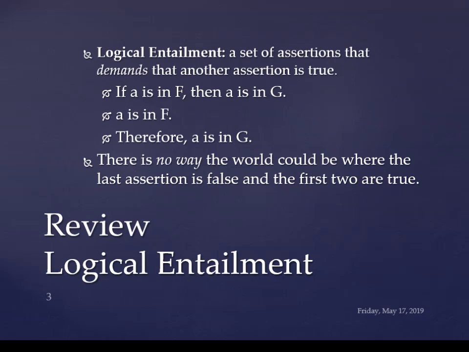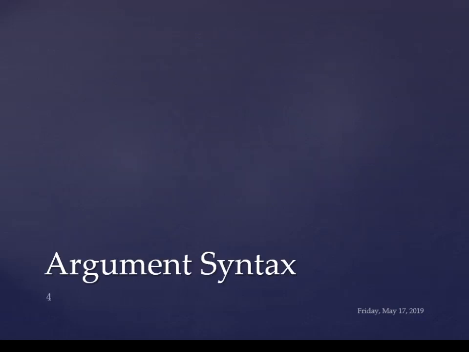All right, so if you remember this argument here: if A is an F, then A is a G; A is an F; therefore A is a G. There's just no way the world could be where the last assertion is false and the first two are true. All right, so that's important. And we want to talk about that set of assertions doing some entailing work, because that's going to get us into how we understand our argument form and our notation here.